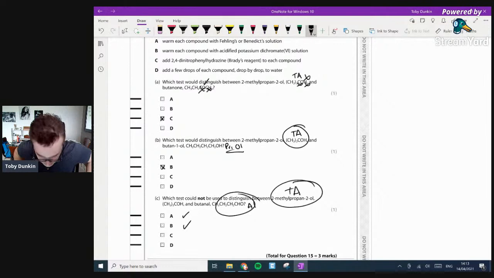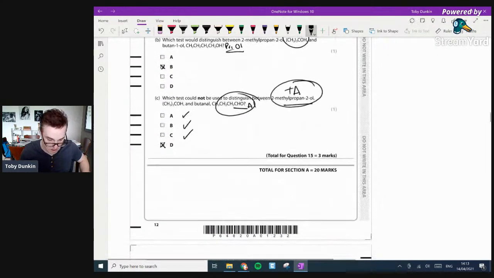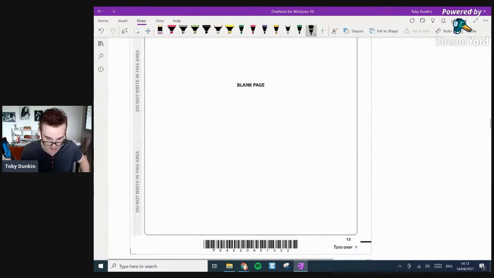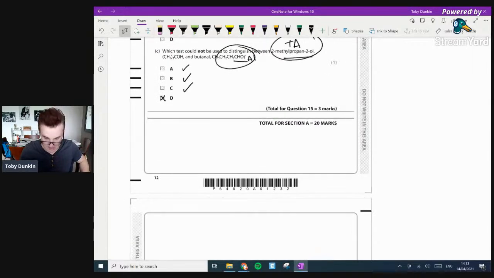Add 2,4-DNPH. 2,4-DNPH will detect the C double bond O in the aldehyde, but not in the tertiary alcohol. So that one will work as well. Adding the drops to water, it makes sense. The tertiary alcohol will dissolve in the water and the aldehyde will dissolve a little bit, 4 carbons. So I'm going to say D, because the other ones can, so D seems like the reasonable answer. That brings me to the end of the multiple choice at this stage.